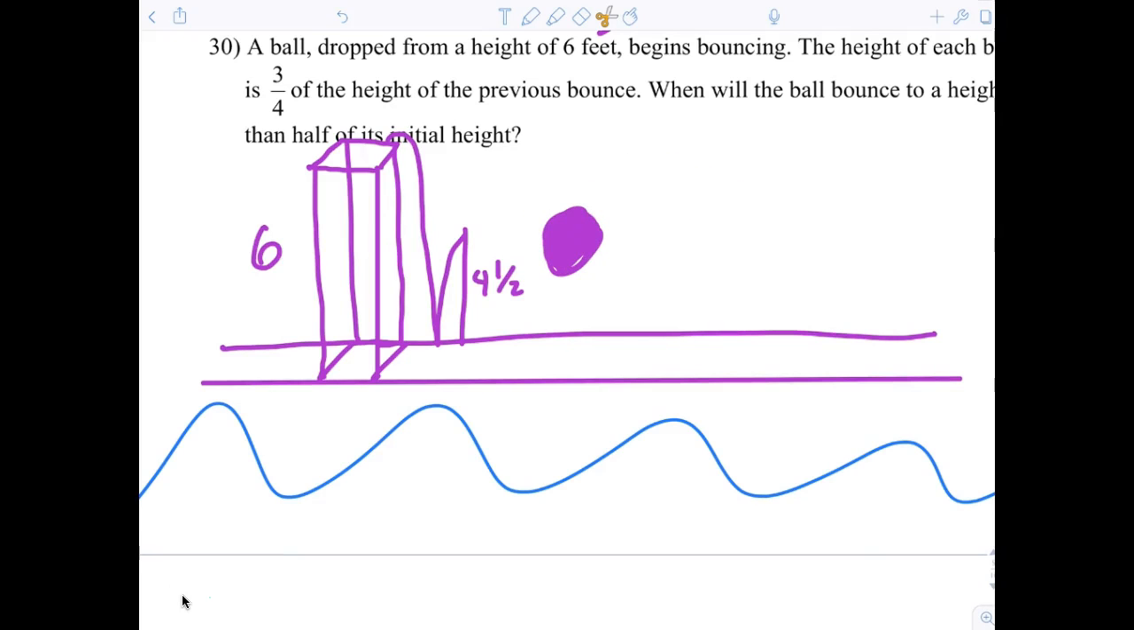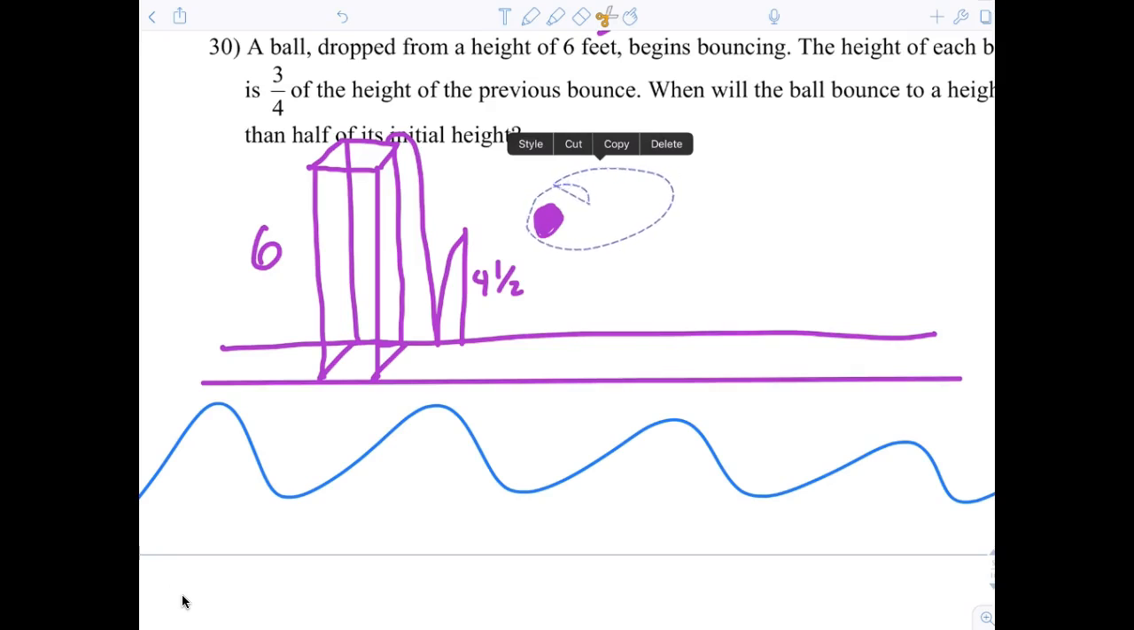Now, hold on a second. Multiply it again by what, please? Wait a minute. What are you saying 2/4 for? It went down to 4.5 feet. It bounced, came up to 4.5 feet. So now what am I going to do? 4.5 times 3/4. Because each time it bounces, it's going to come up 3/4 of its previous height.